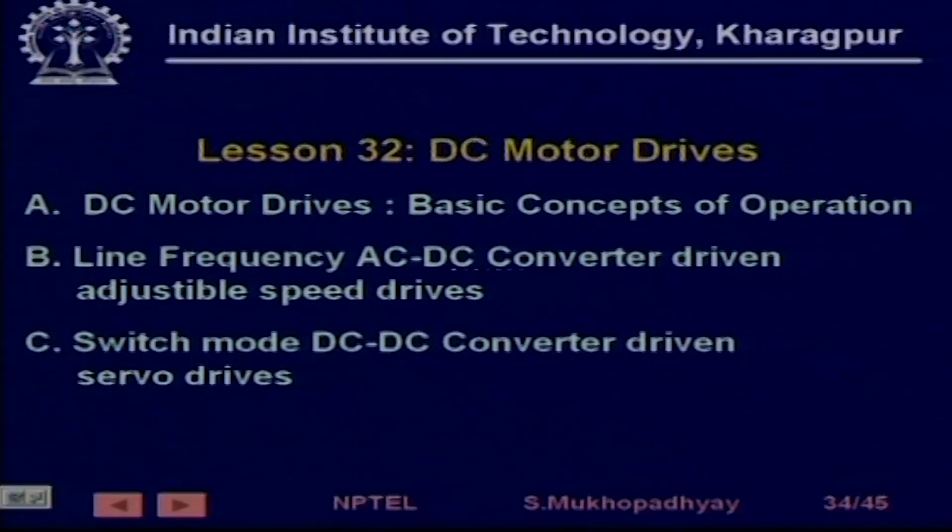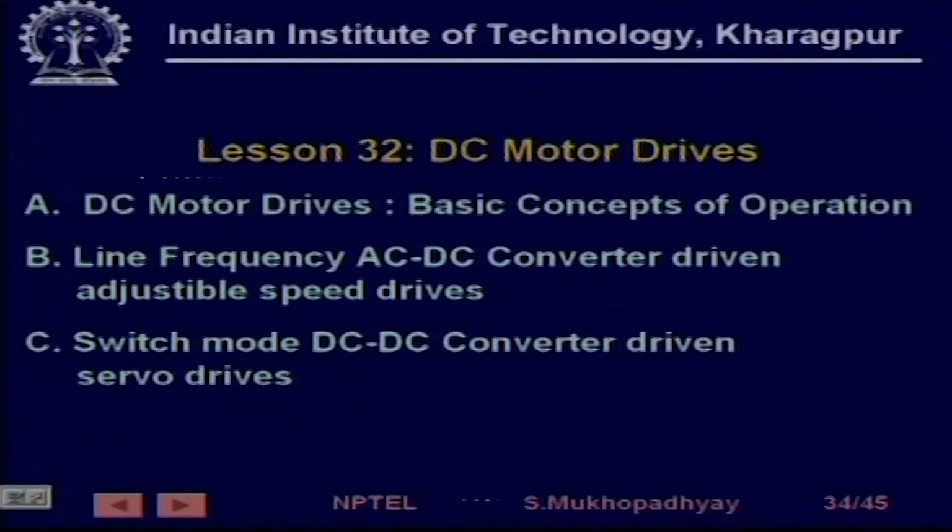Adjustable speed drives and servo drives are two different things. In adjustable speed drives, speed can be changed, but generally the drive is operated for significant amounts of time at a particular speed reference, while in servo drives the speed continuously keeps changing. So, the kinds of power electronic drives that we use for adjustable speed drives and servo drives are different.